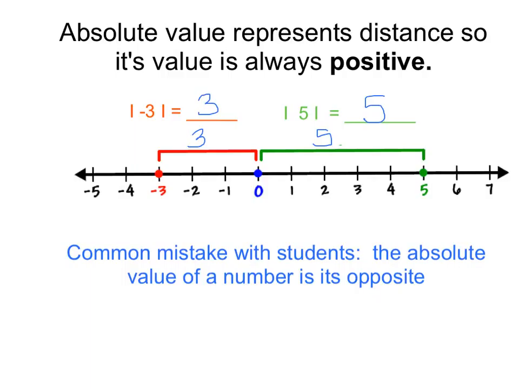One common mistake with students when they start finding absolute value is they think that it's just the opposite of the number, and that's not true. So for -3, the absolute value did happen to be the opposite of -3, but when we found the absolute value of a positive number, it definitely was not the opposite, because absolute value is always going to be positive.